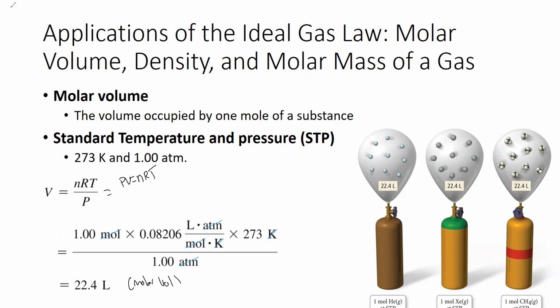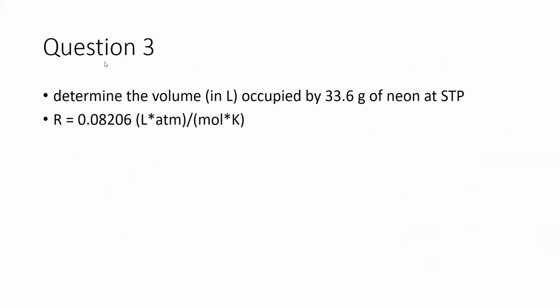Right, so let's take a look at some problems dealing with this type of information. I want you to tell me, what is the volume of 33.6 grams of neon at STP, given the gas constant here? So I'm going to give people a few minutes to try and come up with an answer for this. As always, if you have questions, let me know.